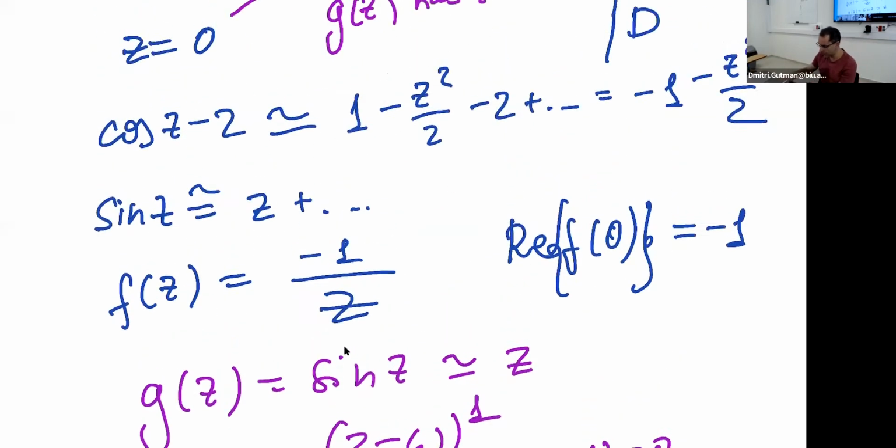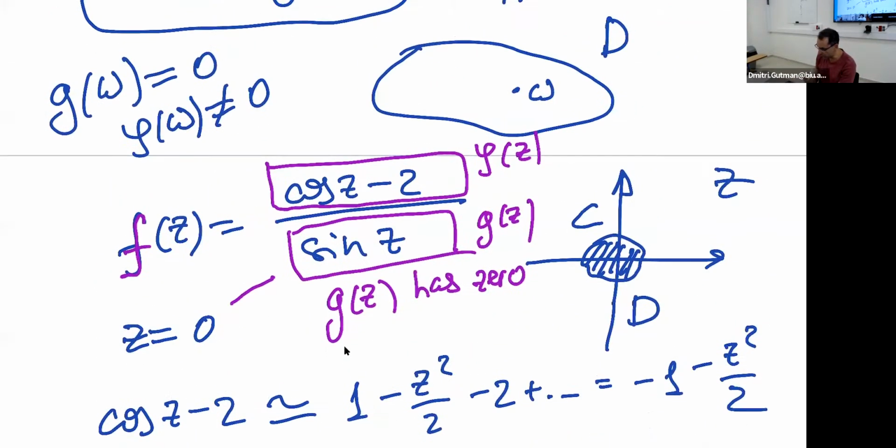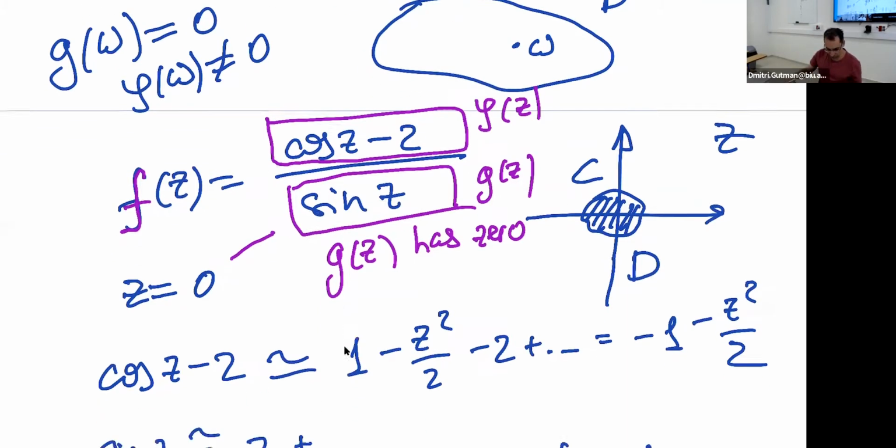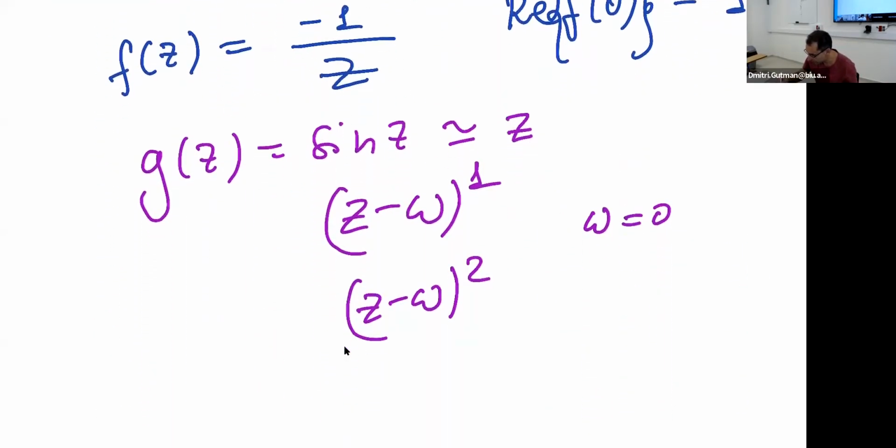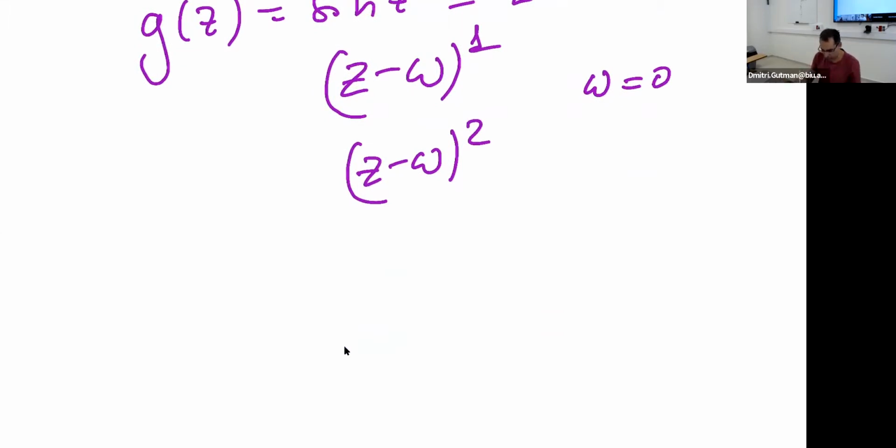So now we take an example when function g of z has a 0 of degree 1. The degree of this 0 is 1. Therefore, function f of z has a pole of degree 1. So how can we compute a residue of the function f of z? What is the residue of function f of z in this case?